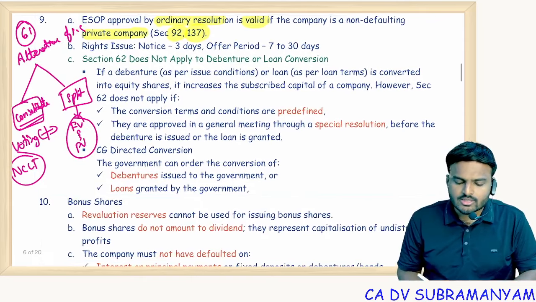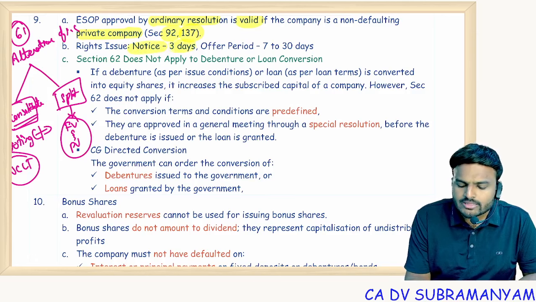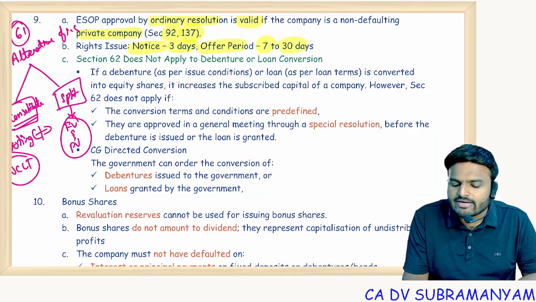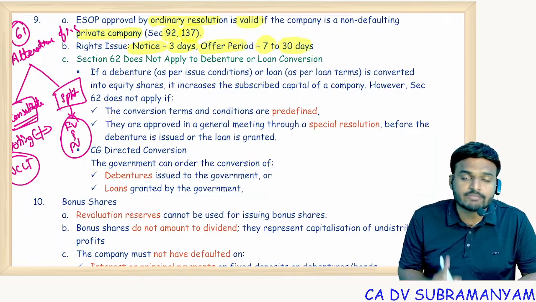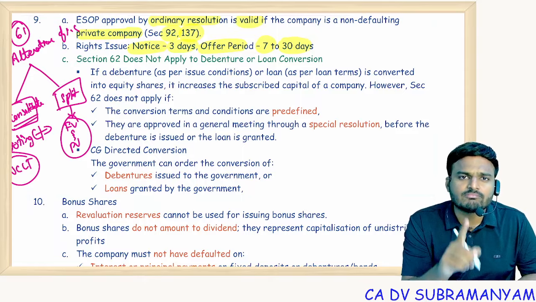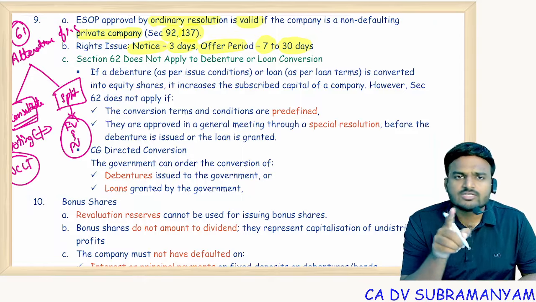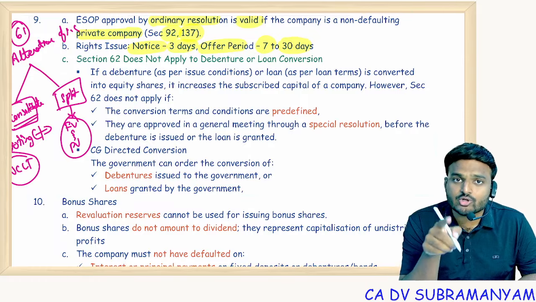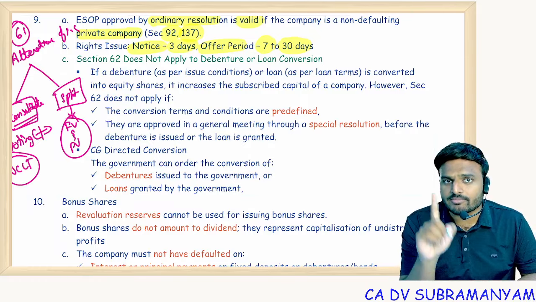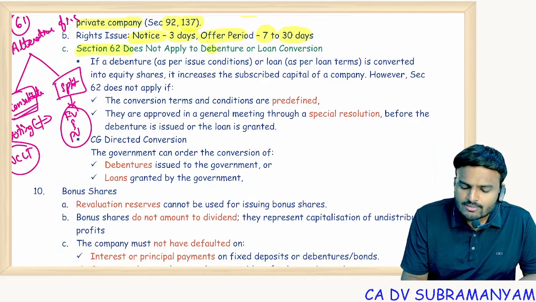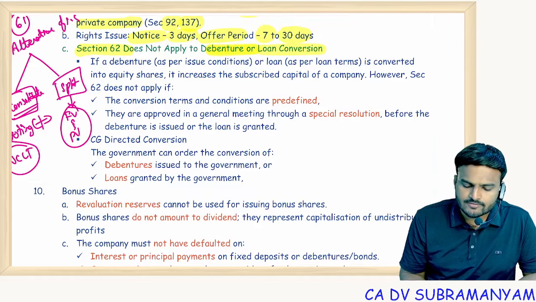Next one, rights issue. Remember, notice should be given 3 days before the opening of the offer, and the offer period should be minimum 7 days, maximum 30 days. Minimum 7 days. Of course, if you are a private company, with the consent of 90% of the members, this 3 days duration can be reduced. This time period of 3 to 7 days can be reduced with the consent of 90% of the members. Remember these limits.